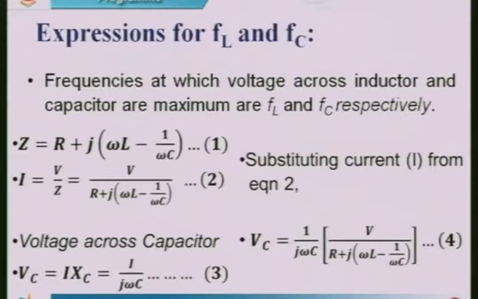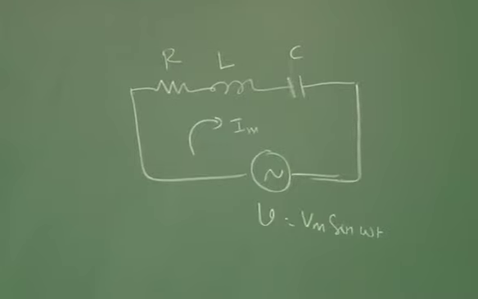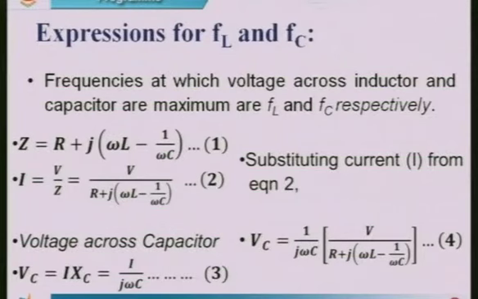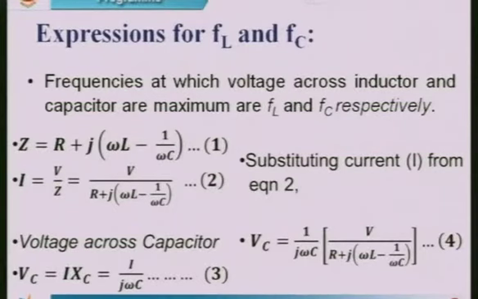So, in the series resonance circuit, we have already come across the equation for the impedance of the circuit. Impedance is a combination of the resistance and the reactance, that is Z = R + j(omega L - 1/omega C). That is equation 1.